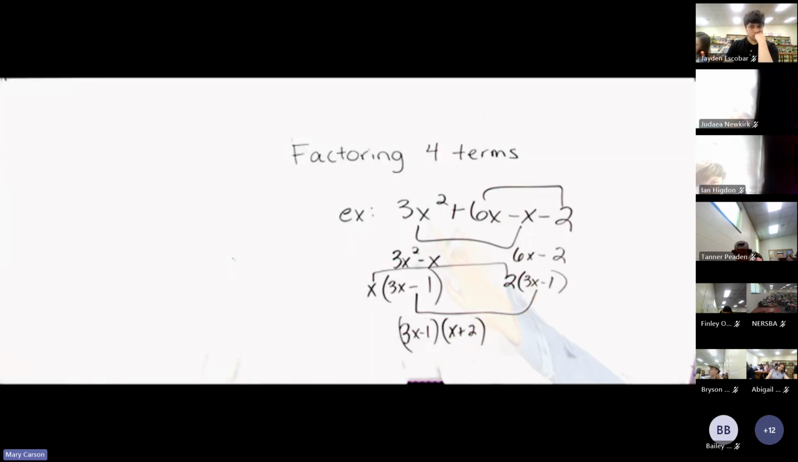Again, you could have grouped these two and these two. You would have pulled out a negative, and you still should have gotten the same answer.